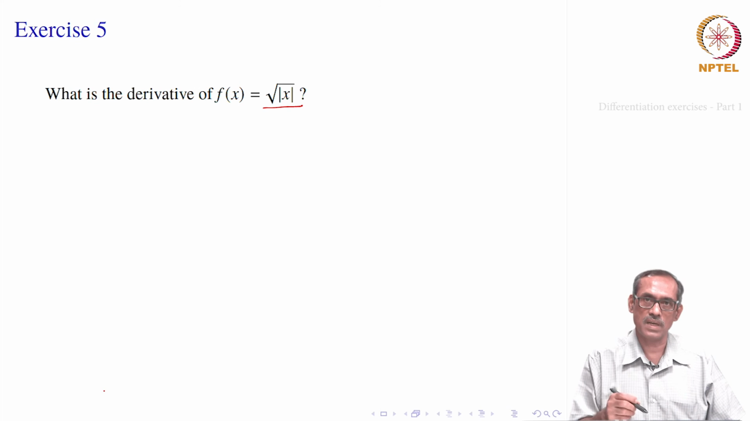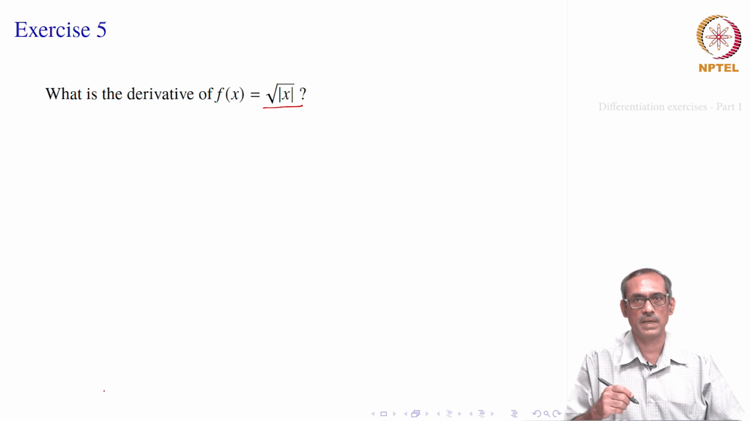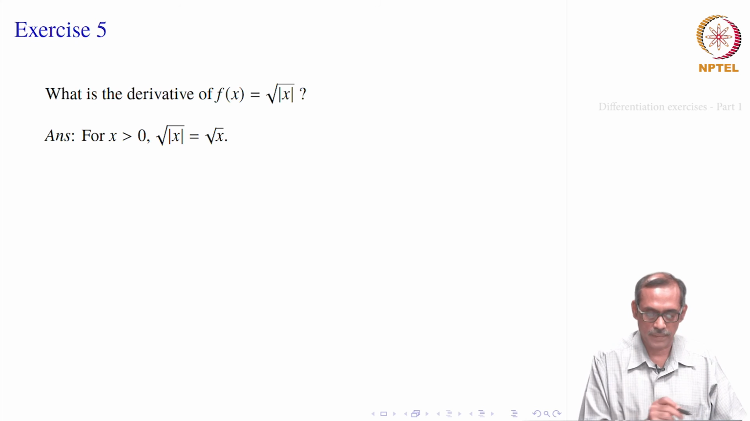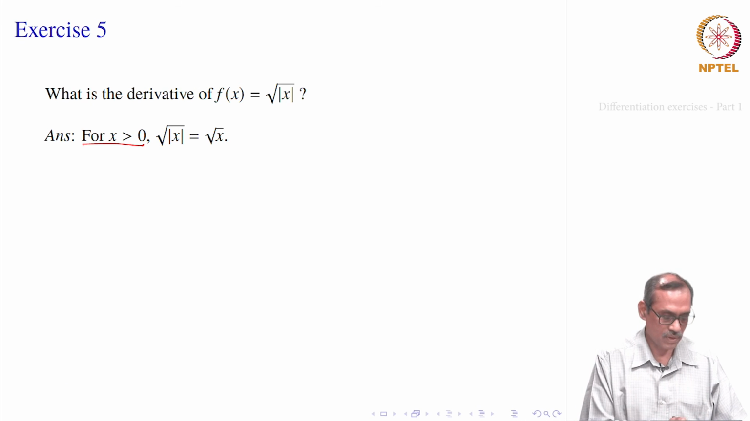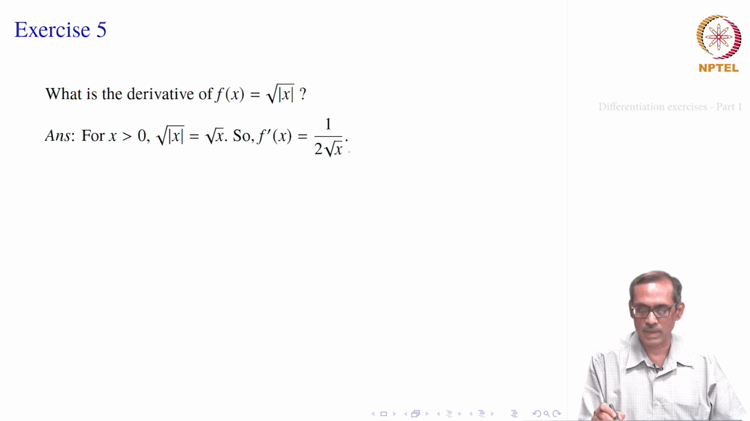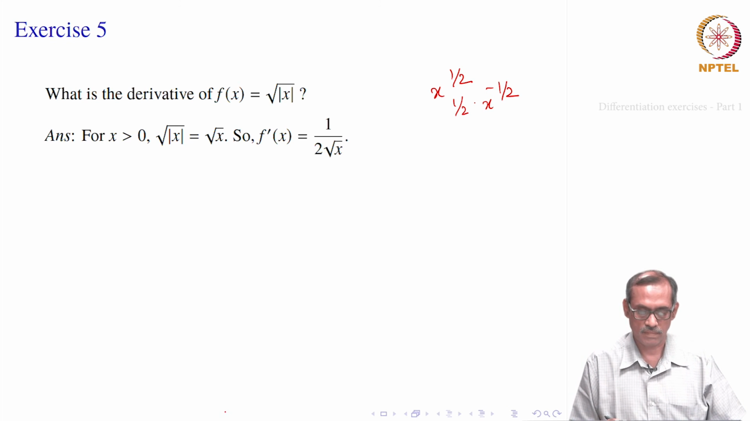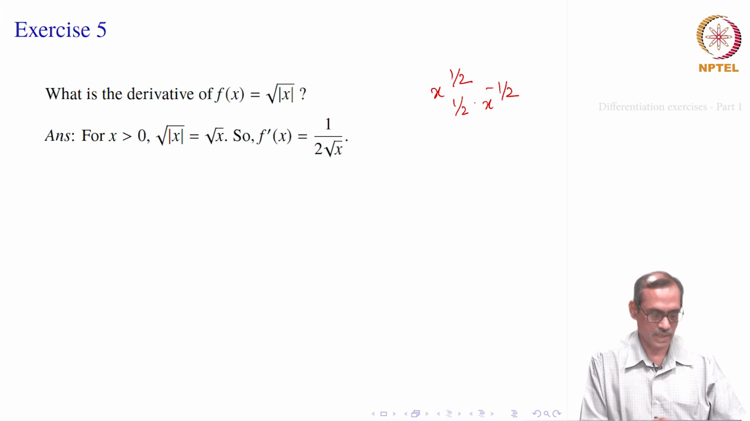Then our experience says we must consider 3 cases separately: when x is less than 0, when x is equal to 0, and when x is bigger than 0. Let us take the seemingly easier case, x bigger than 0. Then square root of mod x is square root of x, because mod x equals x in that case. So f prime is half times x to the power minus half, which is 1 divided by 2 square root of x. For x greater than 0, this is the derivative.